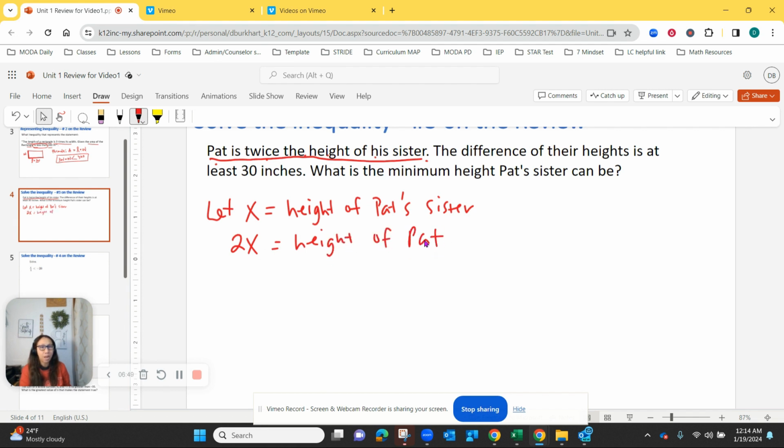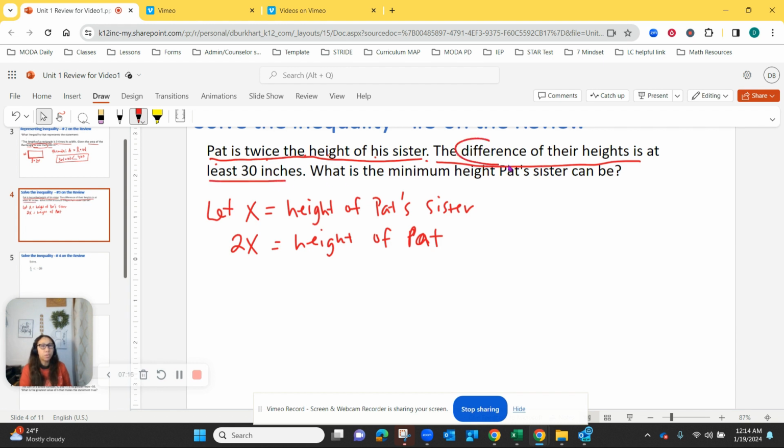All right, now that we represented the first statement as x, which is the height of Pat's sister, and 2x would be the height of Pat, let's move on to the next statement. The next statement says that the difference of their heights is at least 30 inches.